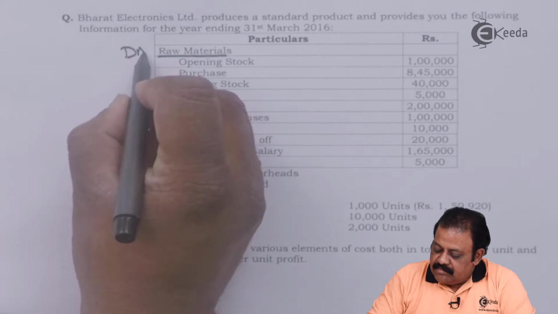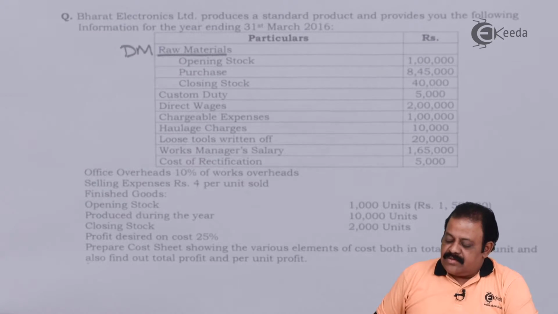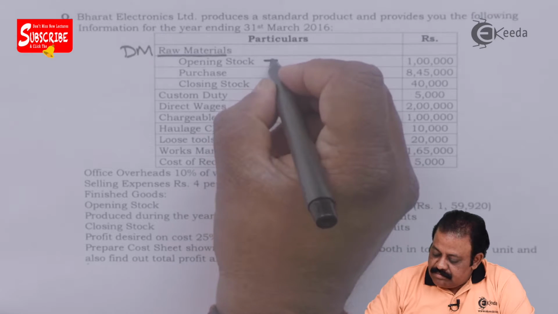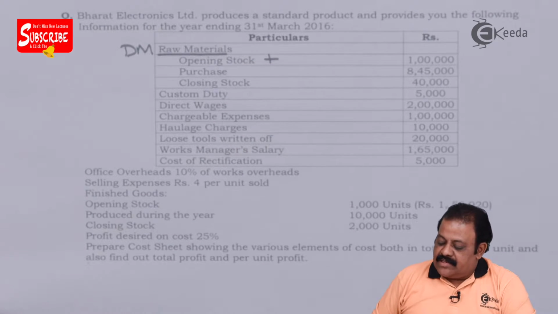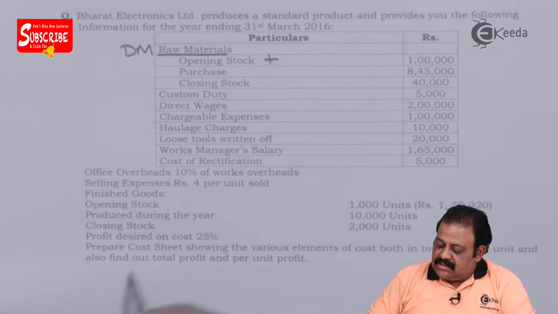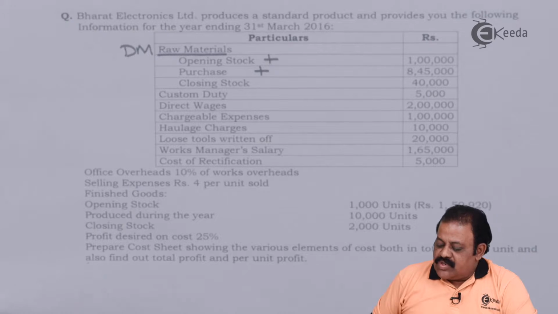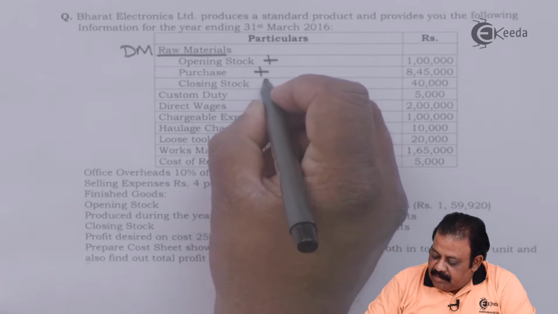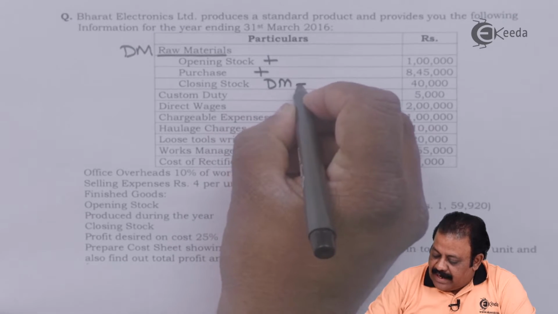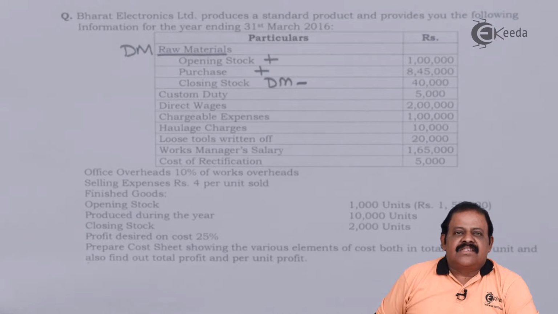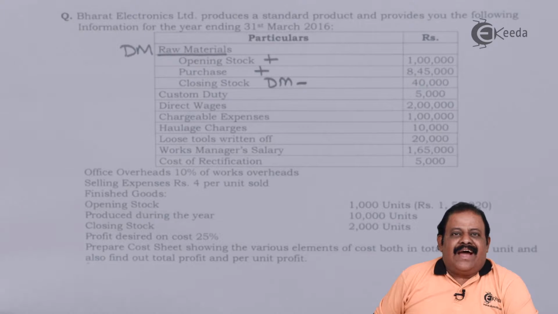Raw material, it is information of direct materials. Opening stock, it will be added to direct materials. Purchases, it will be added to direct materials. Closing stock of raw material, it will be deducted from direct materials. Custom duty, custom duty is paid when we import raw material. So it is an expense relating to raw material, therefore it will be included as a part of direct material cost.